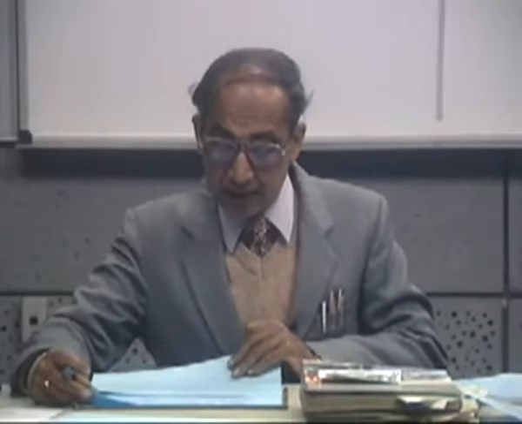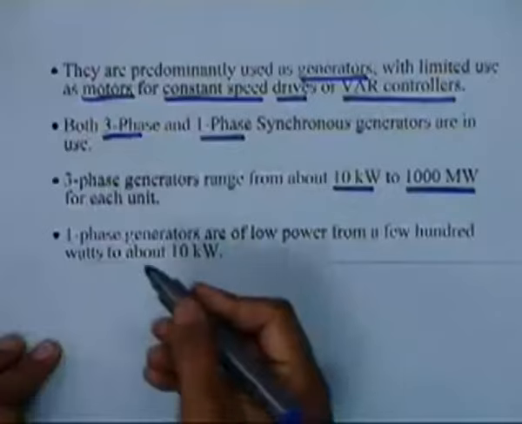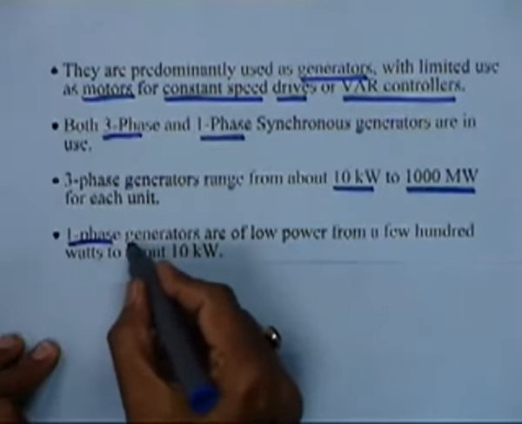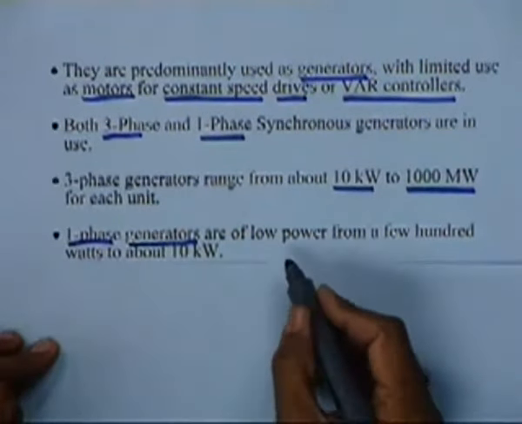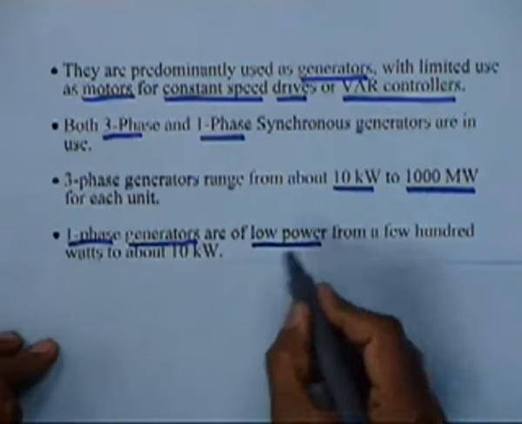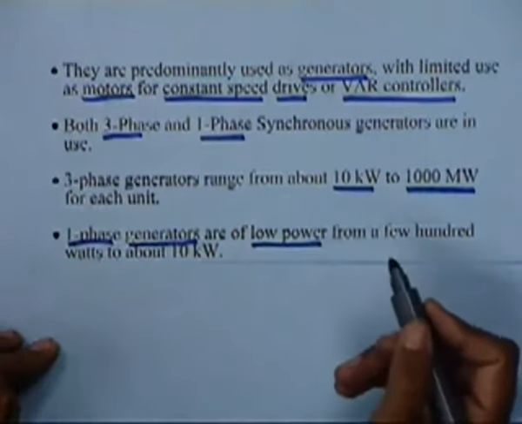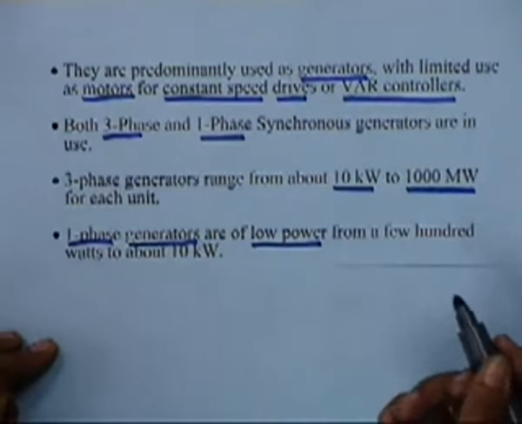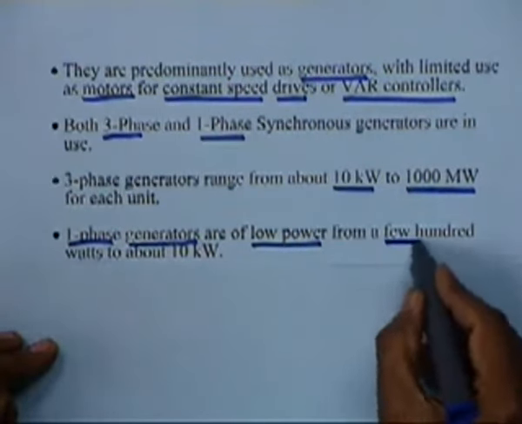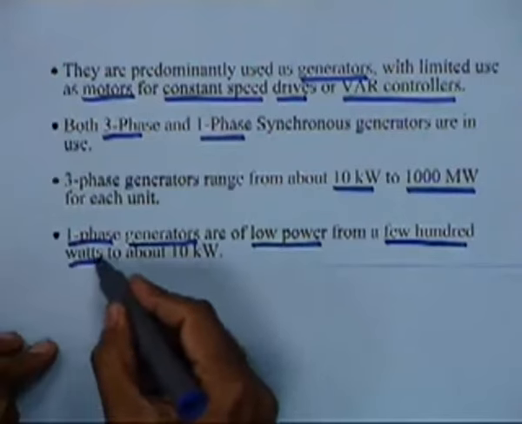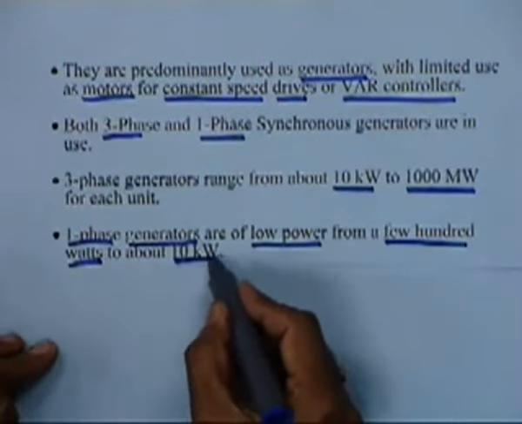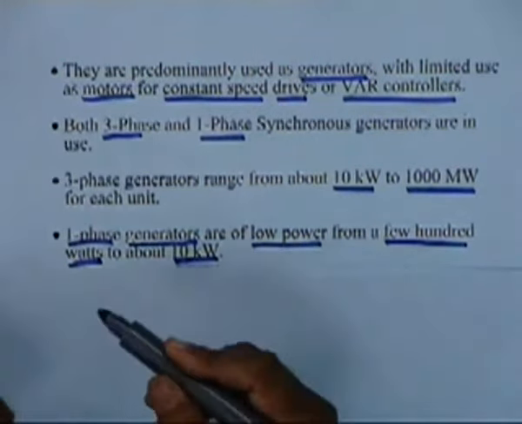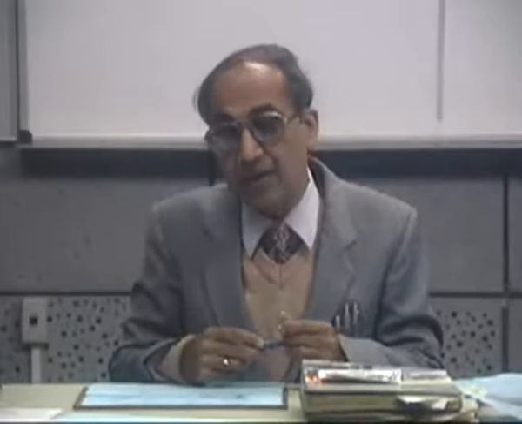Now, whereas in the case of single phase generators, they are all of low power. They don't go into high power because they are used usually for standby generators, domestic and commercial applications. And they may be varying from a few hundred watts to about 10 kilowatt. We generally do not have single phase generators beyond around 10 kilowatt.